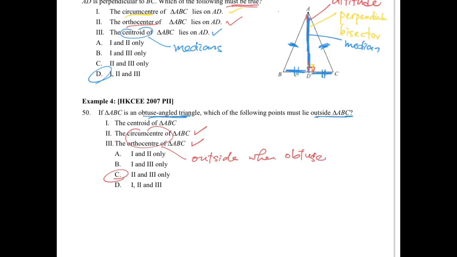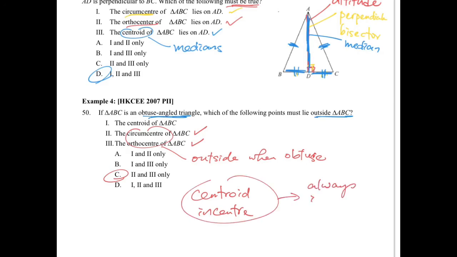While you remember the centroid, and which other center? The incenter? Yes. So the centroid and incenter are always inside the triangle, no matter whether it's obtuse, acute, or right angle triangle.